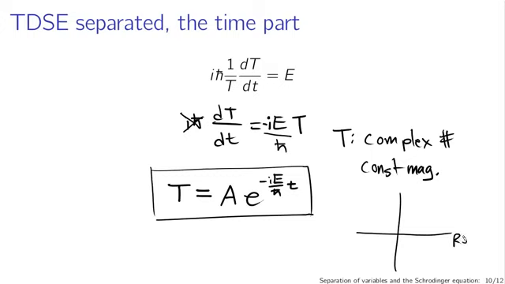So if this is my complex plane, real axis, imaginary axis, wherever capital T starts, as time evolves, it just rotates around and around and around in the complex plane. So the time evolution that we'll be working with for the most part in quantum mechanics is quite simple.